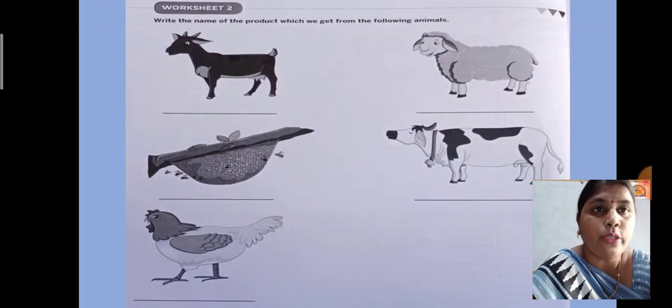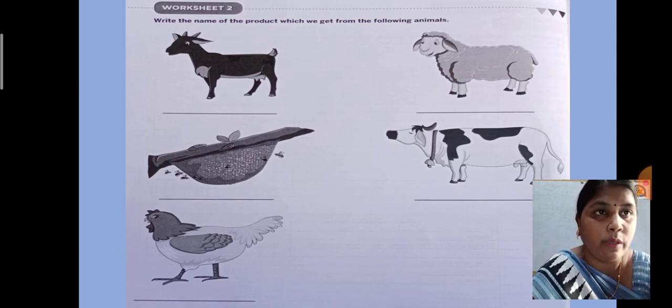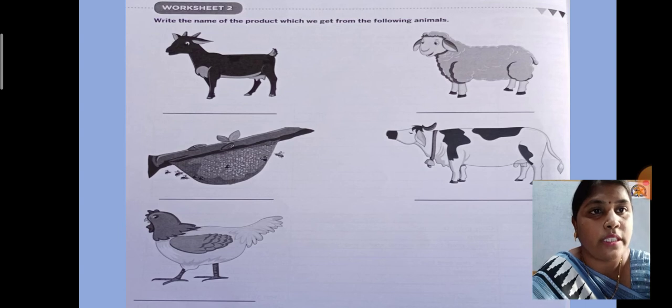See children, what you have to do in this worksheet: write the name of the product which we get from the following animals. You have to solve many worksheets, as I already told you. Write the name of the product. From goat what do you get? From sheep, from honeybee, from cow, and from hen, you have to write down here. In this way you have to solve worksheet 2.